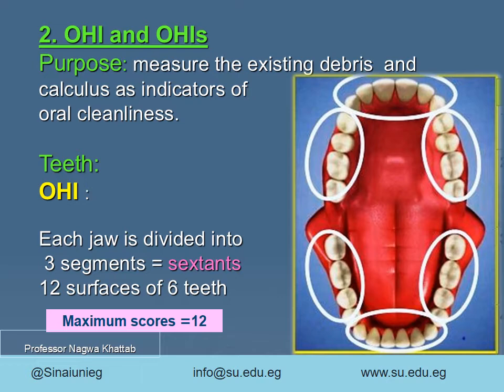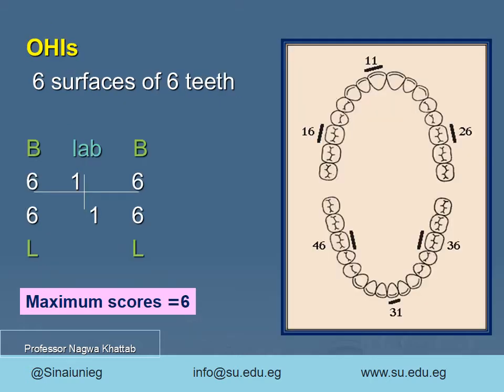Suppose the upper central is the worst. Therefore, I will record its score of the buccal and the palatal surface. In the oral hygiene index simplified, only 6 tooth surfaces are recorded. It is suitable for epidemiological studies or examining a large number of people.